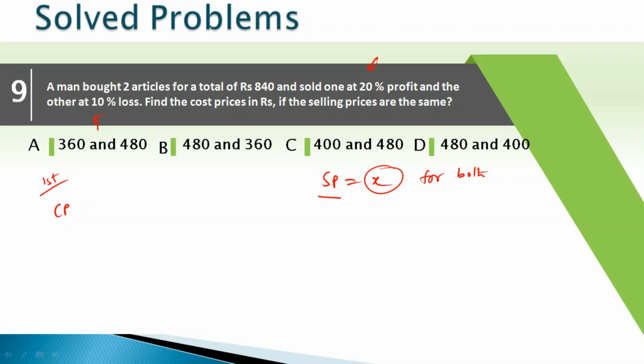So CP would be, for the first part, we have a 20% profit. If it's a profit, then it would be 100 by 100 plus gain, into SP. So what is the gain here? Gain is 20, so 120 will be in the denominator, into selling price. Selling price is X.